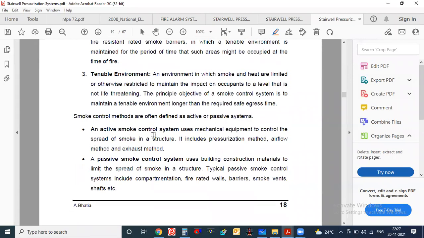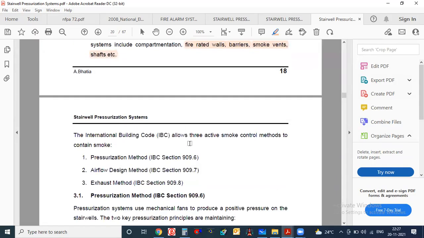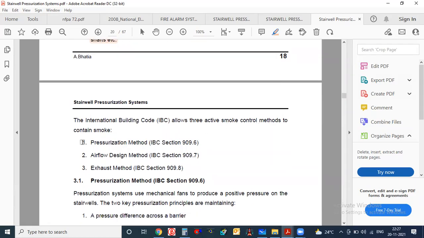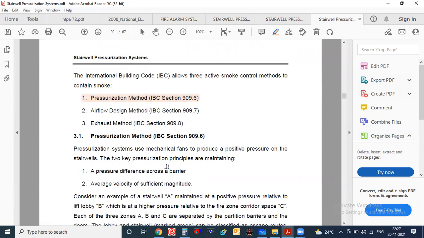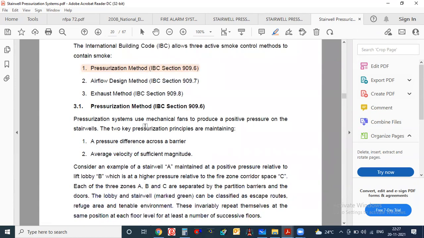Now they have given active smoke and passive smoke. Active smoke control system uses mechanical equipment to control smoke. It includes the pressurization method, so maybe stairwell pressurization is an active smoke control method. And the passive method is the one where we are using only fire rated walls, barriers, or smoke vent shafts. The International Building Code allows three active smoke control methods. Here they are talking about the pressurization method, maybe the stairwell pressurization method.